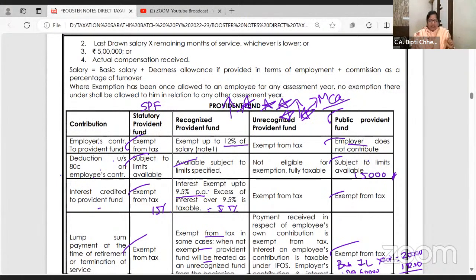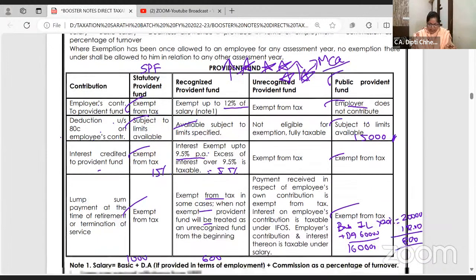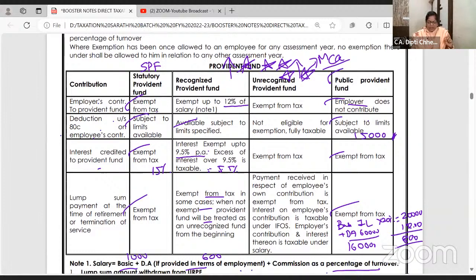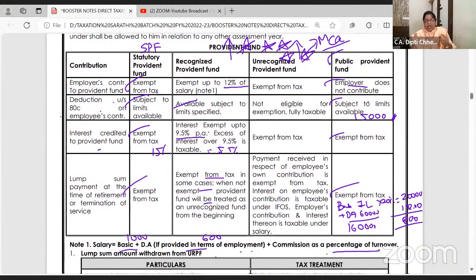URPF. What is URPF? Unrecognized Provident Fund. It's not recognized by the commissioner or the labor laws. You have your own private PF. So if the employer is contributing, it is exempt. ATC deduction is not eligible because it's unrecognized. Interest is also exempt. Everything is fine now.